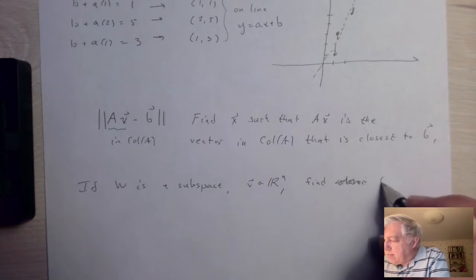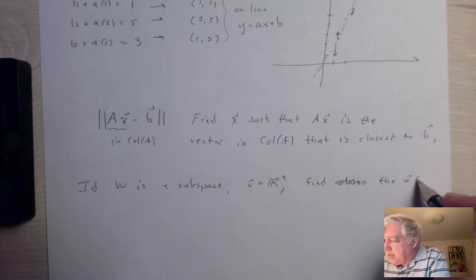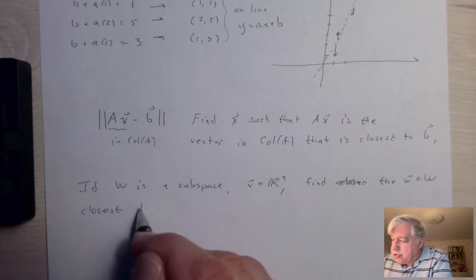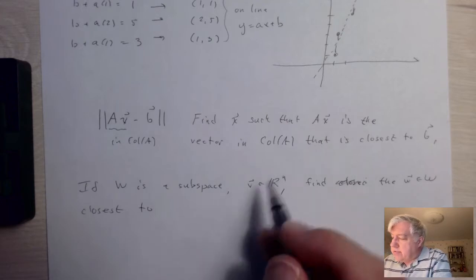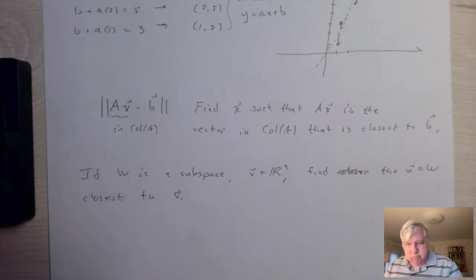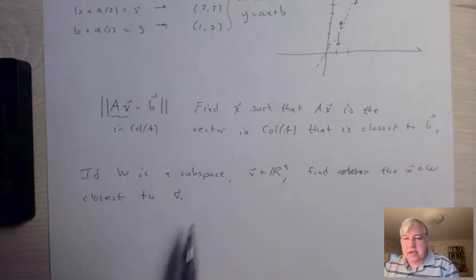Find the little w in big W that is closest to V. And by closest we mean the distance is the smallest. The length of the difference between w and V is the smallest it can be.